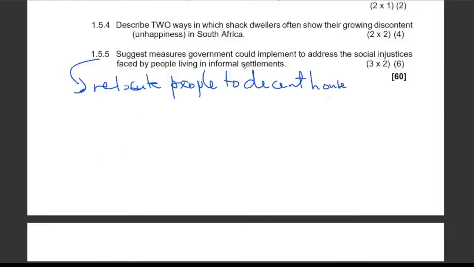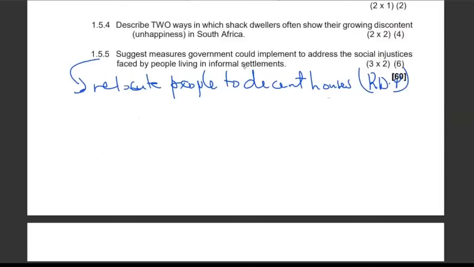For example, we talk of the Reconstruction and Development Program by the government, the RDP program, which is trying to provide less costly housing to the people. So they must relocate those people to decent houses, which has been controlled by the government. The government is making all efforts to try and construct cheaper basic housing to try and accommodate people.